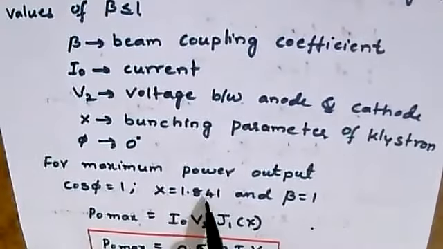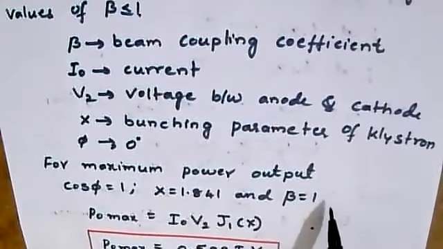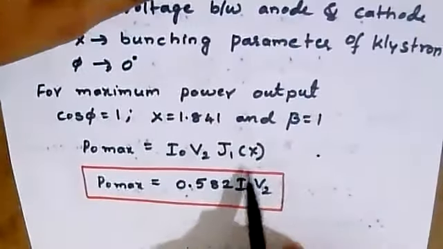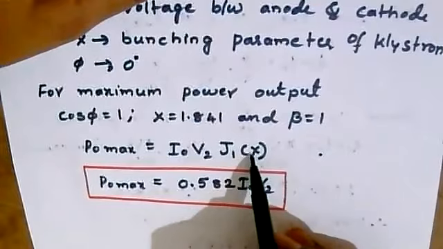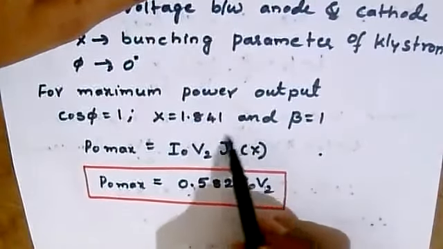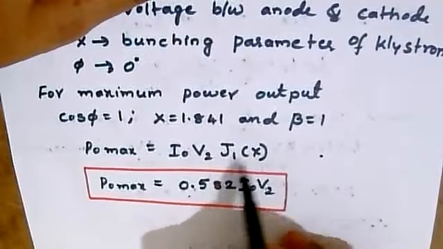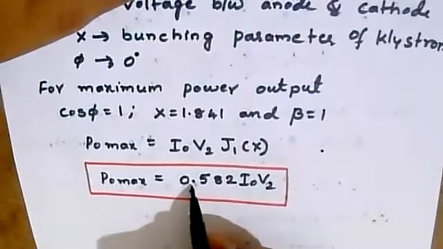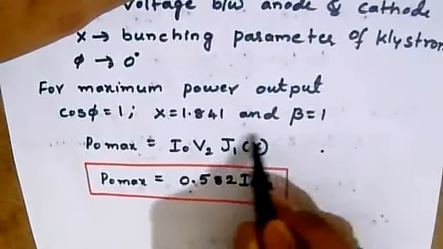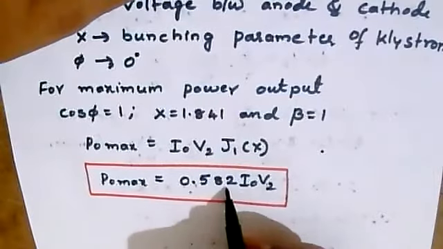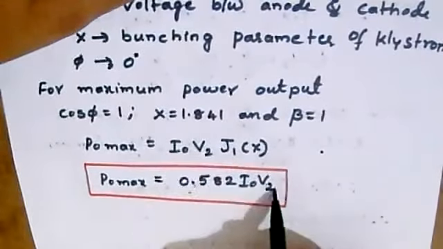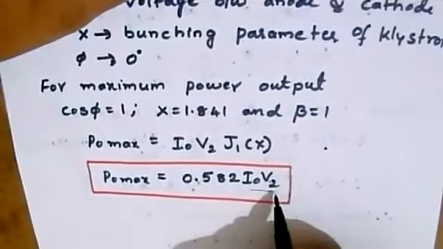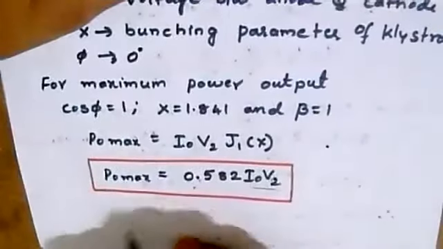When we take X equal to 1.84 and coupling coefficient equal to 1, and substitute those values, J1 of 1.84, by the graph just now shown, will be taken as 0.582. We get that particular value of J1 of X as 0.582, and I naught V2 is taken as it is. So this is the final equation of maximum output obtained at the catcher cavity.